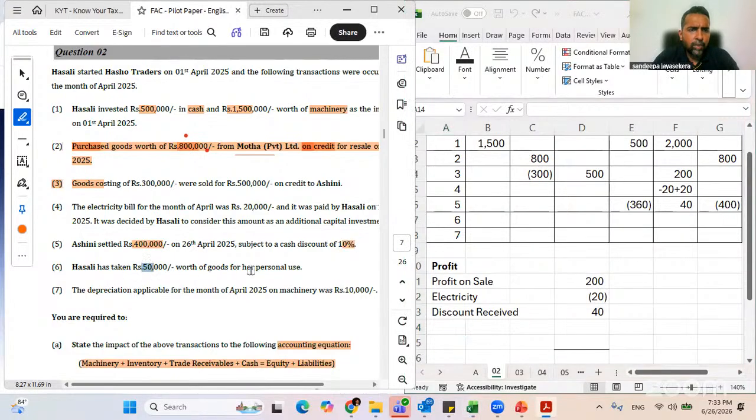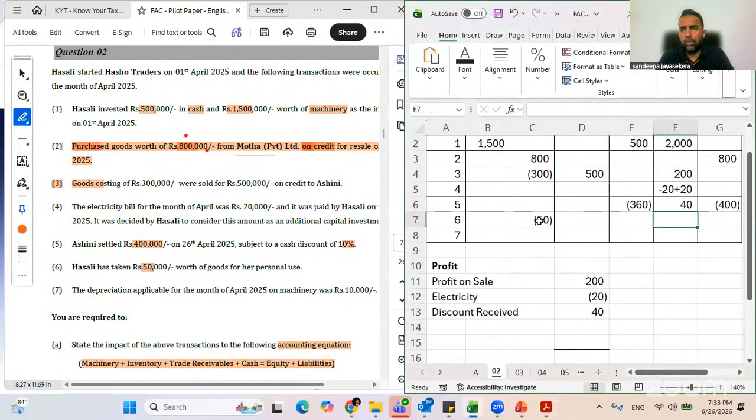Hasali has taken 50 rupees worth of goods for her personal use. That's a drawing, no? So the inventory comes down, equity comes down. When the owner is taking the inventory for her personal use, inventory comes down and the equity comes down.